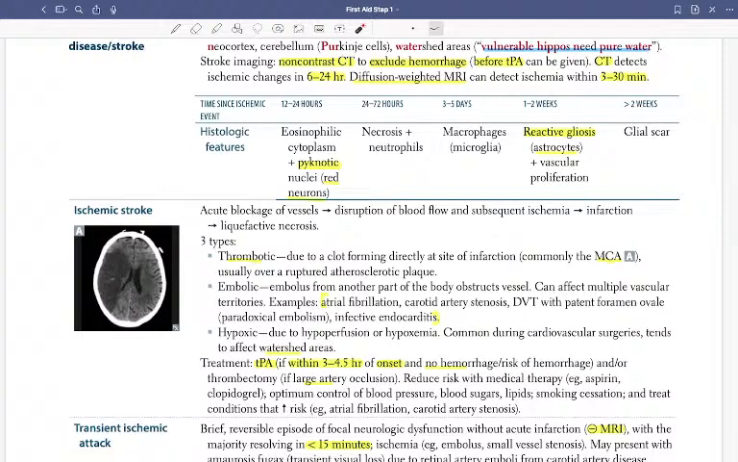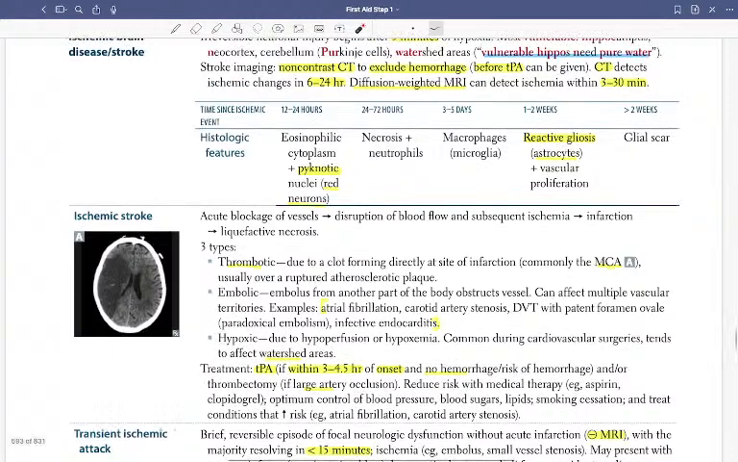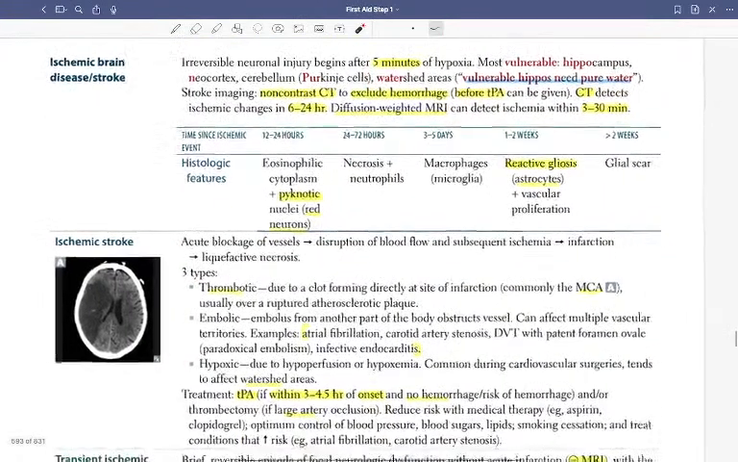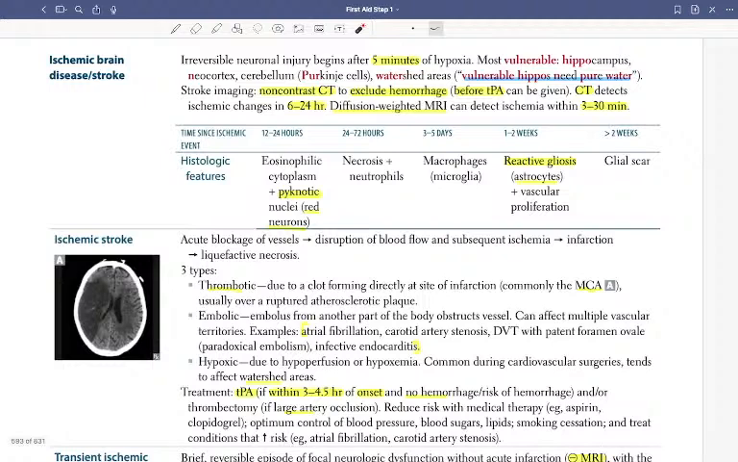Next, the histologic features: eosinophilic cytoplasm, obviously a pyknotic nucleus. Pyknotic nucleus is irreversible. Gradually, first you have reversible injury, and at 5 minutes it becomes irreversible. By 12 to 24 hours it is already irreversible. Necrosis, neutrophils, macrophages, microglia, vascular proliferation, reactive gliosis with astrocytes, and then finally a glial scar.